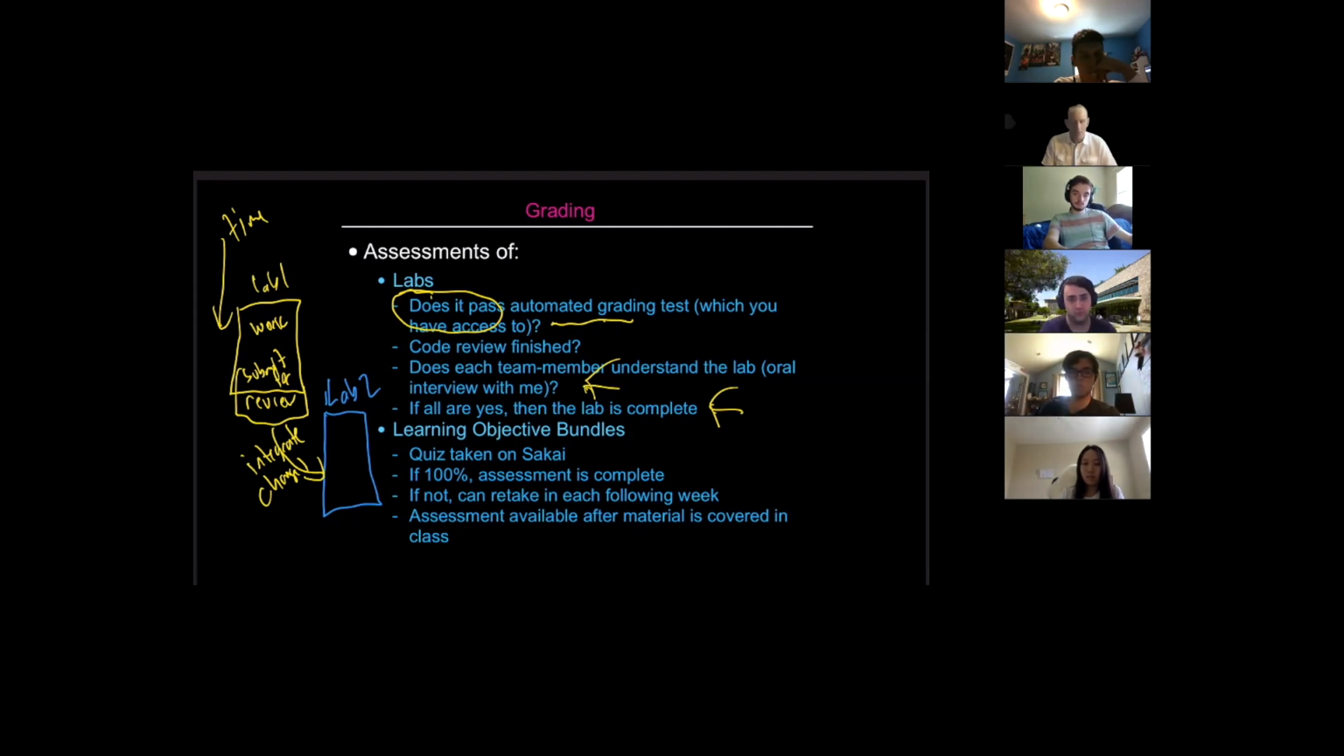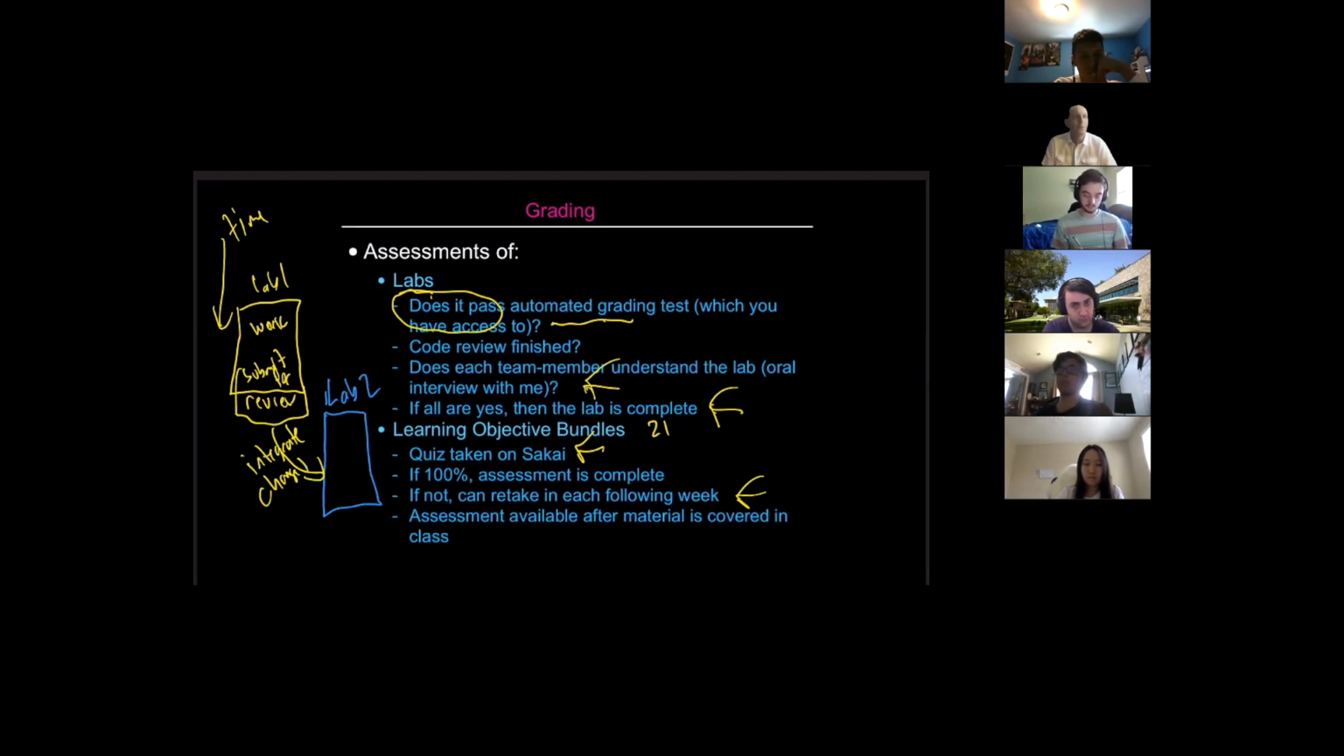So the learning objectives, those bundles, how do I assess them? There's basically going to be a quiz on Sakai for every learning objective bundle. There are 21 learning objective bundles. If you get 100% on that, you have passed that learning objective bundle. So you have shown that you've passed all those learning objectives. If you don't, you retake it until you can. The retake can happen in the following week, any of the following weeks.